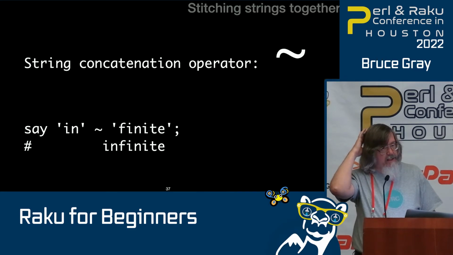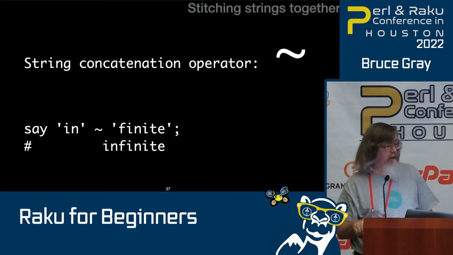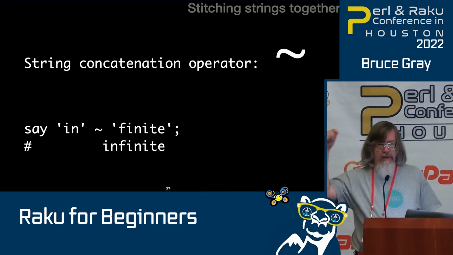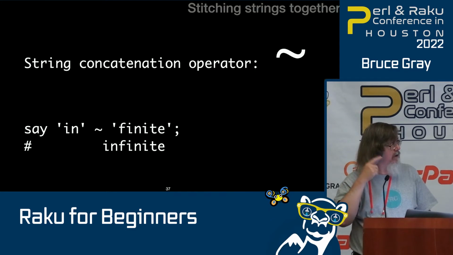I mentioned we use dot as method call, which means we can't use it for string concatenation. We use the tilde for string concatenation. How to remember it: like stitching two things together. Also, it kind of looks like a piece of string.